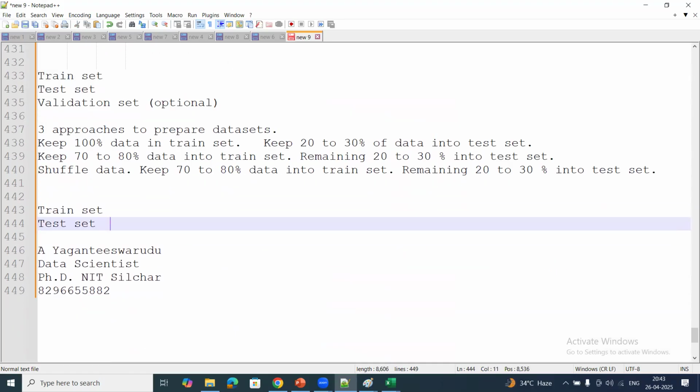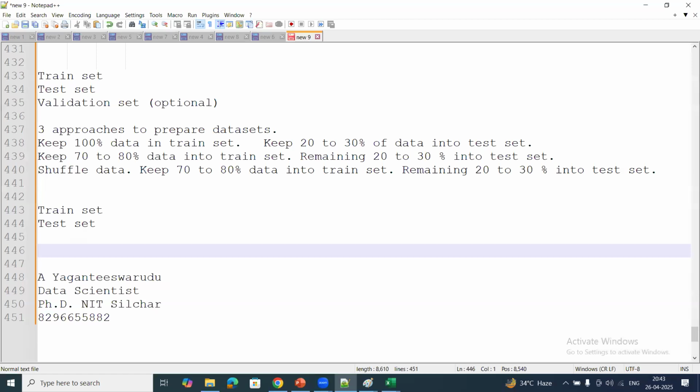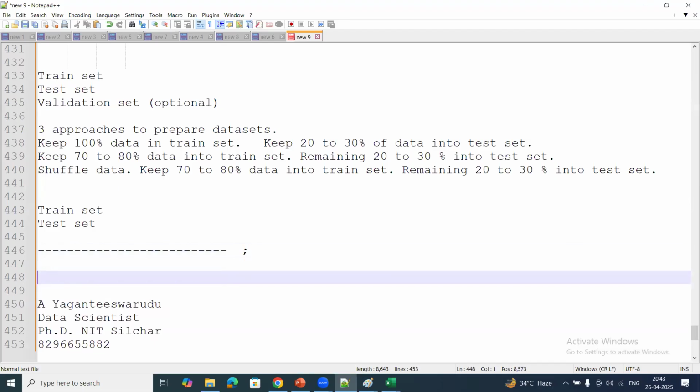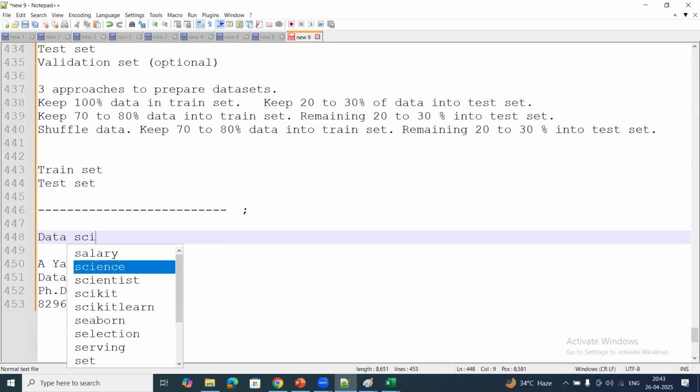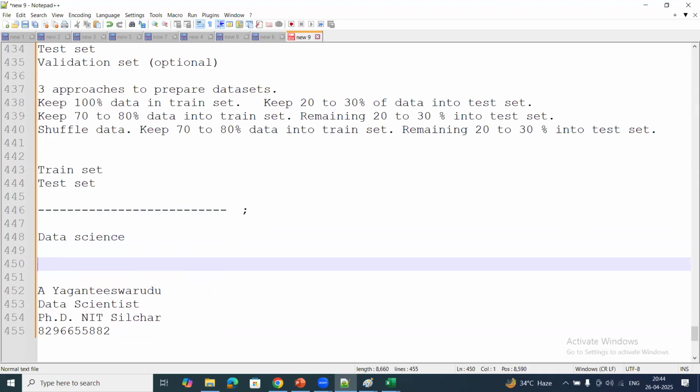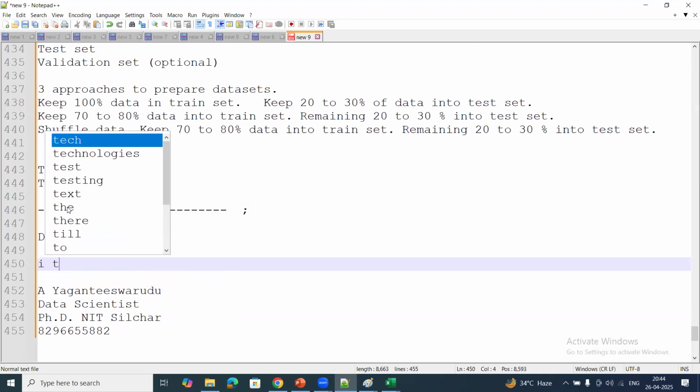So train and test set. Why do I require train and test set? First, I will explain with a simple example. Let us assume I am training a student for data science, and he has to face the outside world, so he wants to face data science interviews.